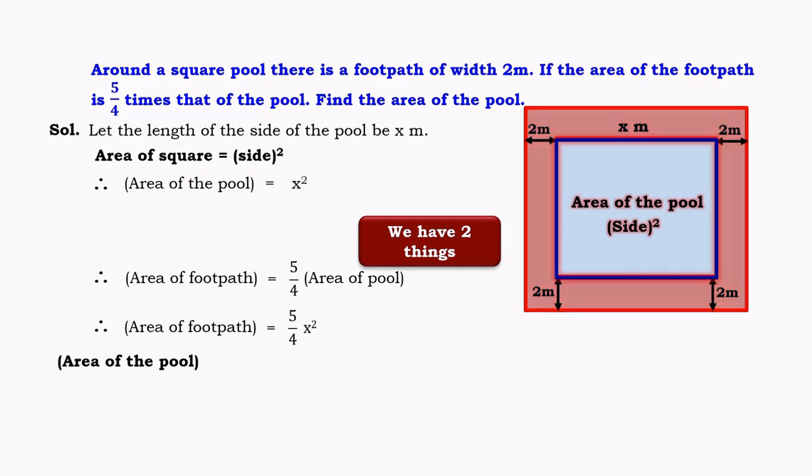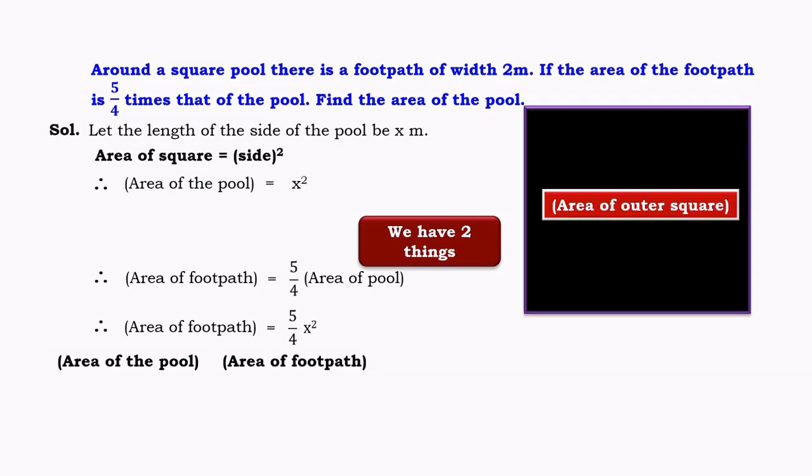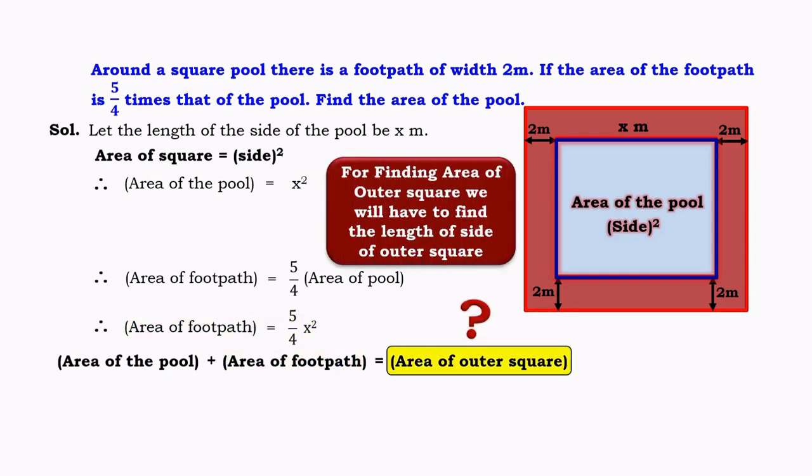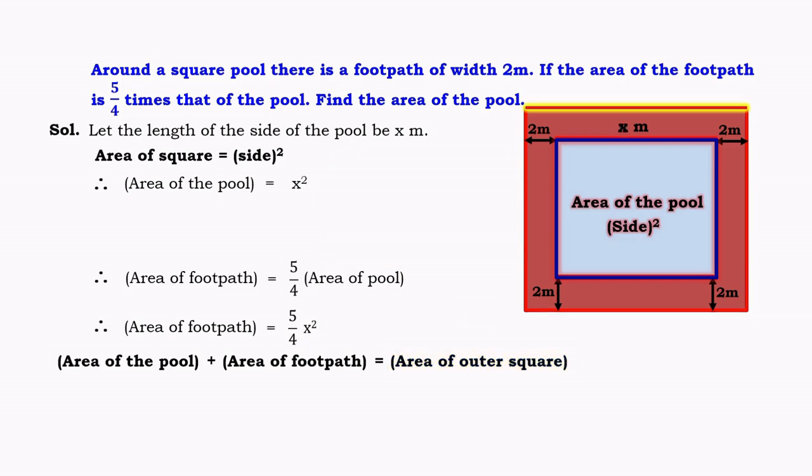The footpath is 2 meters wide on every side of the pool. So, the outer square becomes larger by 2 meters on the left, 2 meters on the right, 2 meters at the top, and 2 meters at the bottom. Therefore, the side length of the outer square is x plus 4 meters. Since the area of a square is side multiplied by side, the area of the outer square is x plus 4 whole squared square meters.